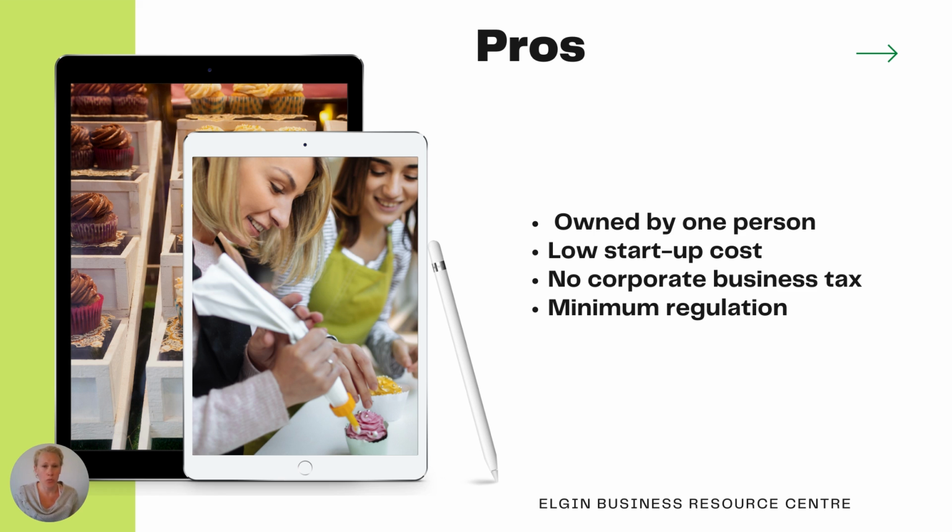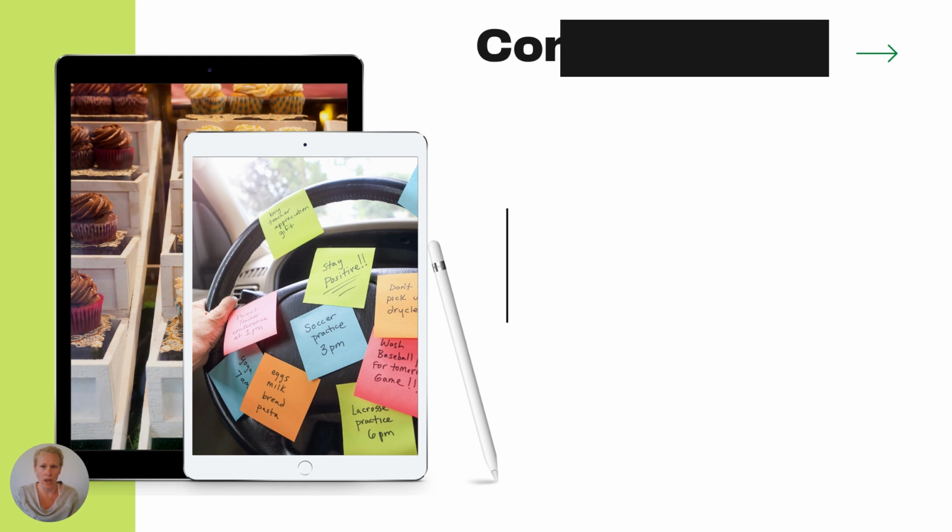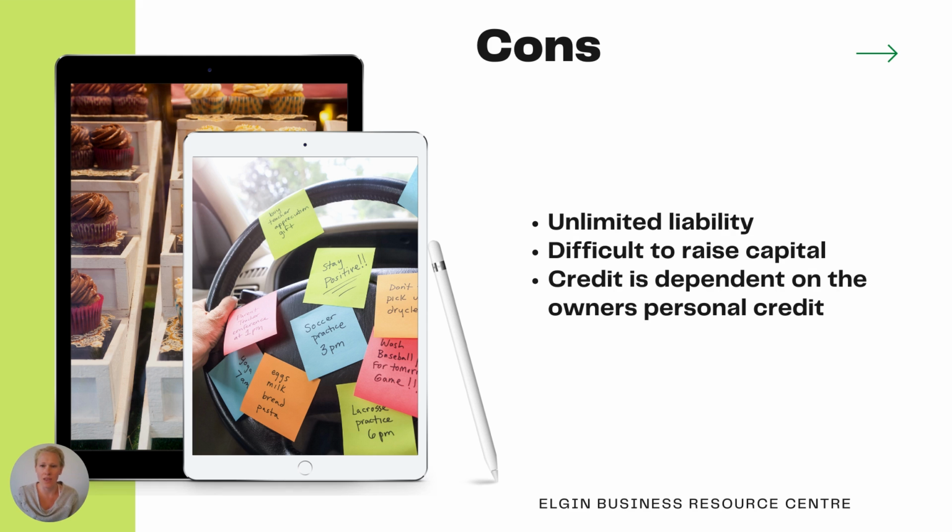So for Debbie, some of those pros for her is that it's operated by one person. She's a one-woman show. She decides what's going to happen when it's going to happen, and she enjoys that part of the business. There's a low startup cost, and she's exempt from any corporate business taxes. There's minimum regulation with setting up a sole proprietorship business. So this is often the way businesses start, and then if they decide that they would like to change their business format, oftentimes if there is a growth in the business, they'll take on a partnership and then they'll change their business structure. Let's talk about some cons.